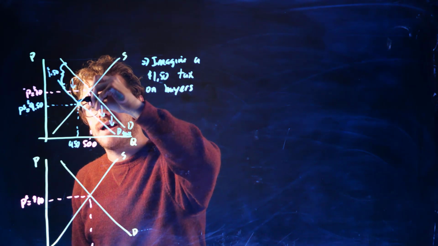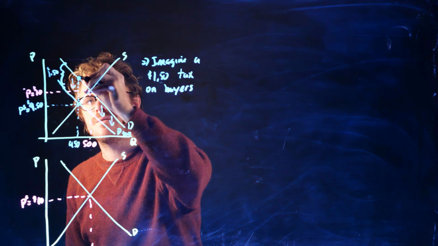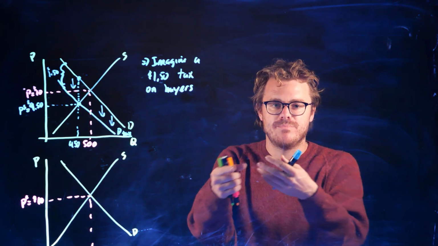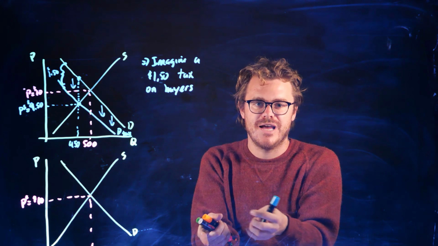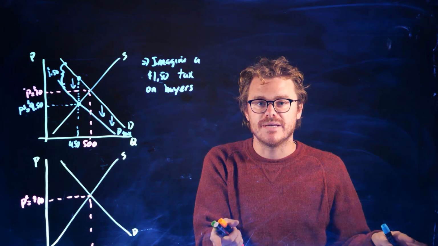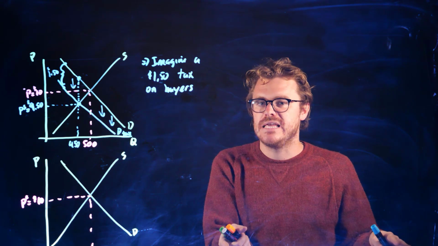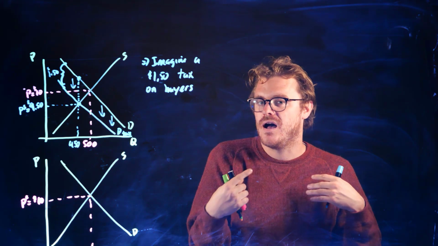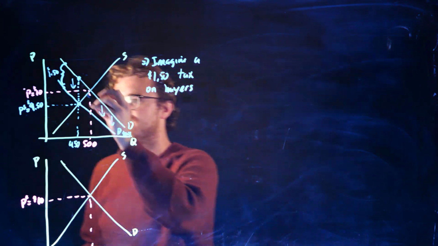And then we need to figure out how much we have to pay. Well, if we have to pay the store $9.50 when we buy our pizza, and we have to give $1.50 to the government, that's going to mean the actual price that we pay as consumers is now $11.